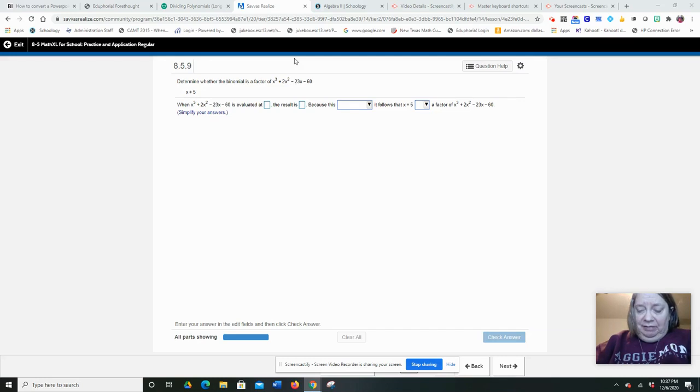What would go in the box is -5. My coefficients are 1, 2, -23, and -60. Bring down the 1. Multiply by -5. Multiply -5 times -5 is 25. Add, that's 27.